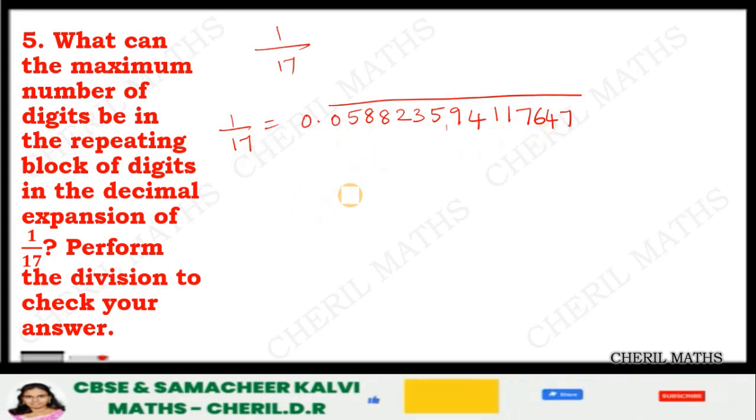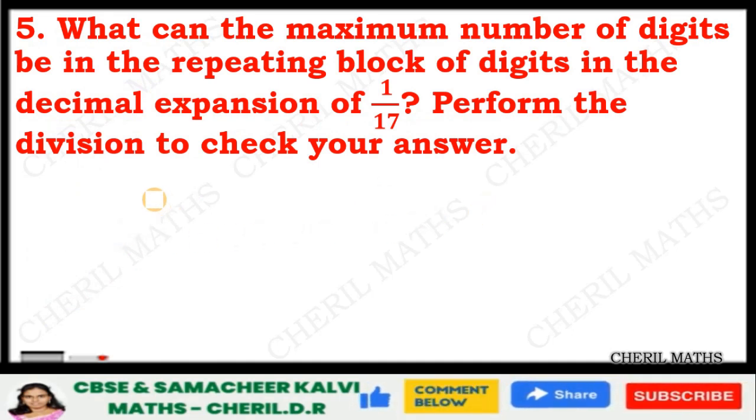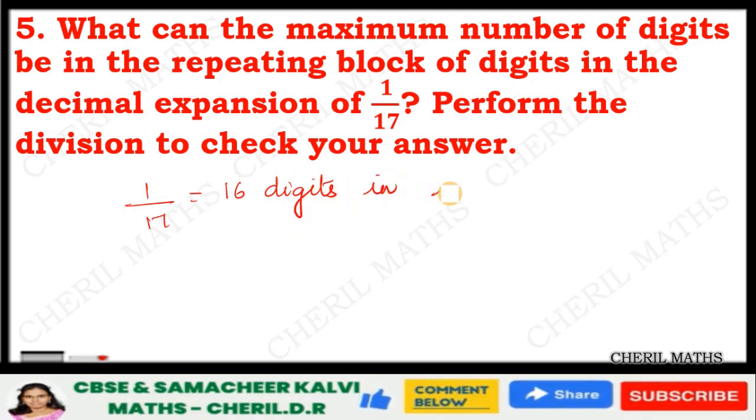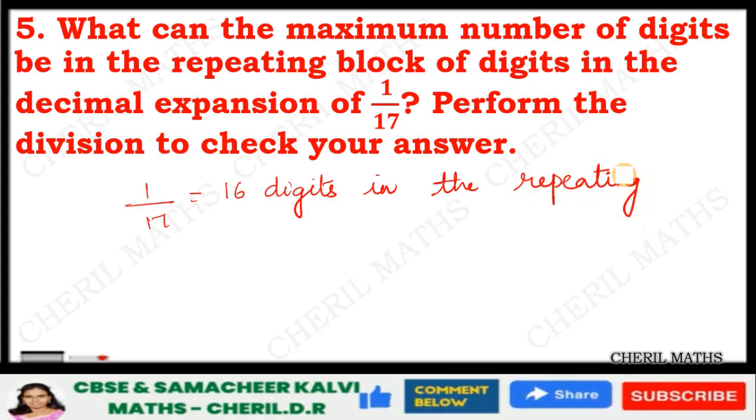Now how many digits are there? There are 16 digits. Is it easy, children? The only thing is, it's only simple division, which you already learnt in your lower classes. So for 1 by 17, how many digits do you have? You have 16 digits in the repeating block. Is it clear, children?